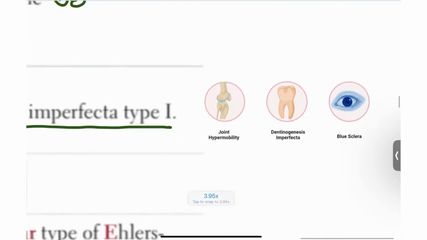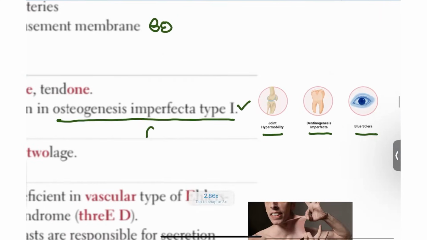And what are the symptoms? Blue sclera, dentinogenesis imperfecta, and joint hypermobility. This is seen in osteogenesis imperfecta, COL1A1 gene mutation.